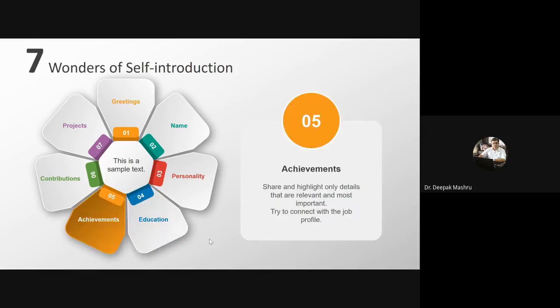Achievements: you talk about achievements, only the best achievements, not all of them. Since your second standard to your seventh semester, don't tell the story yet.